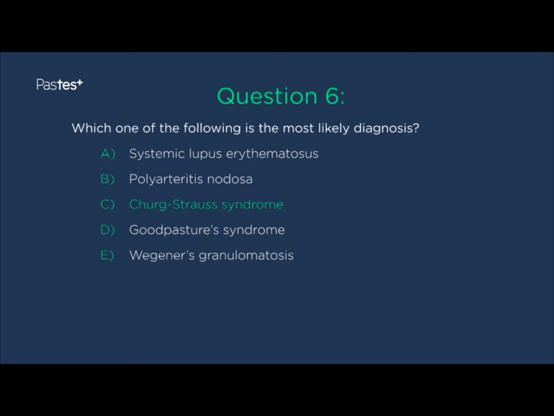In Wegener's granulomatosis, the ANCA that goes up is your C-ANCA rather than the P-ANCA. The chest X-ray appearances in these conditions are also different. In Goodpasture's, you tend to get fluffy shadowing at the bases, whereas in Wegener's, you tend to get nodular shadowing in the upper zones. You would also expect some upper airway involvement, so involvement of the voice box or the nose in Wegener's.